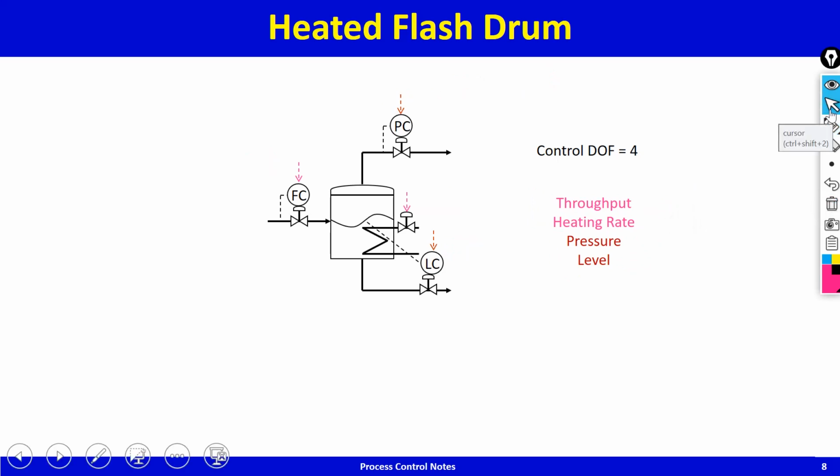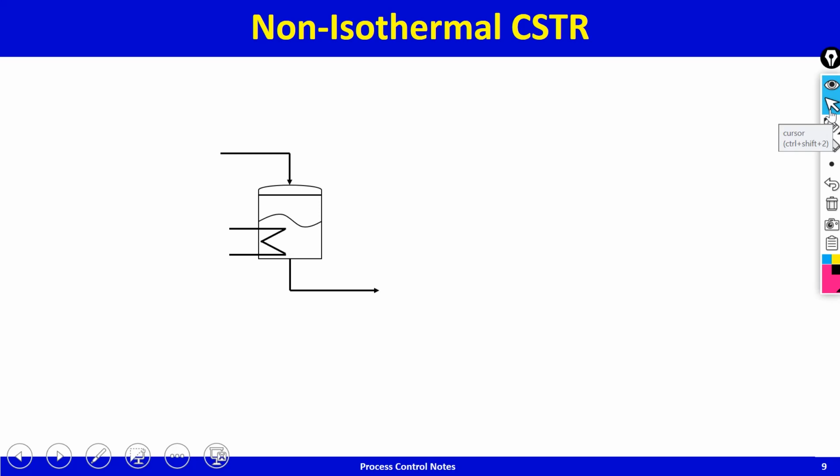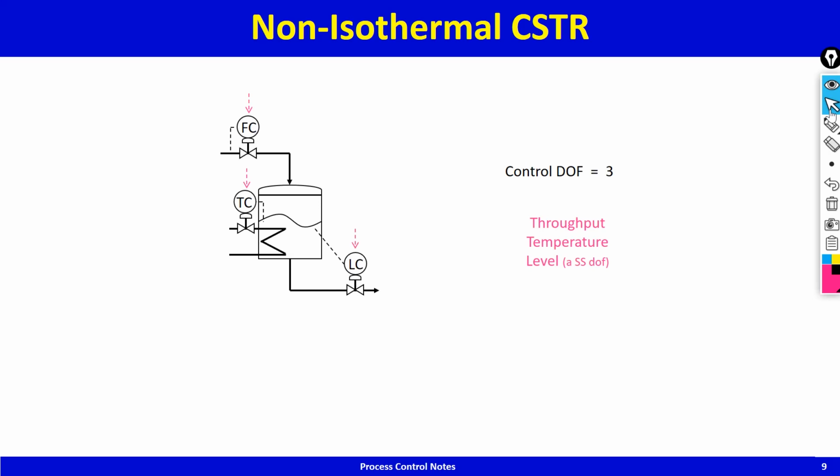Then we go for the non-isothermal liquid phase CSTR. In this case, you will have 3 valves: flow in, temperature controller adjusting the cooling rate, level controller adjusting the flow out. So control degrees of freedom is 3.